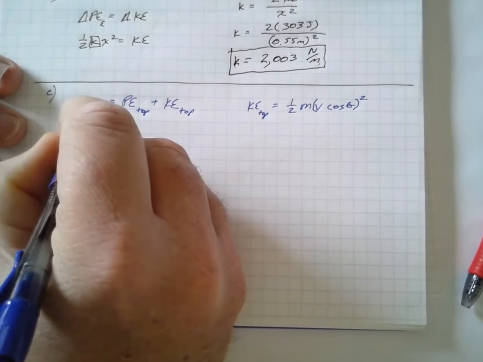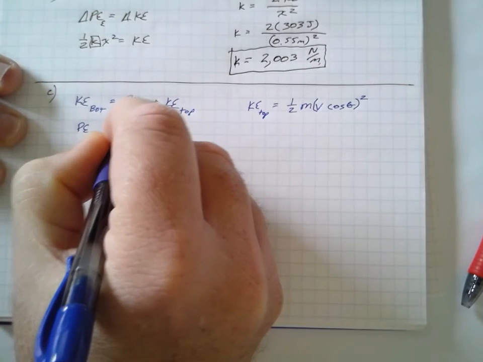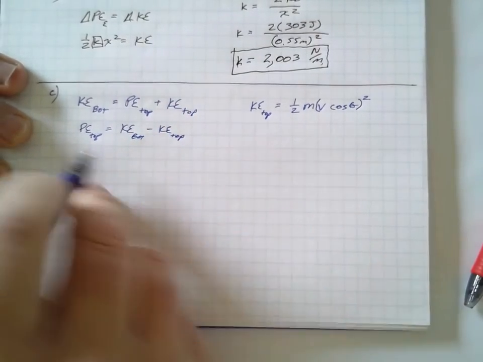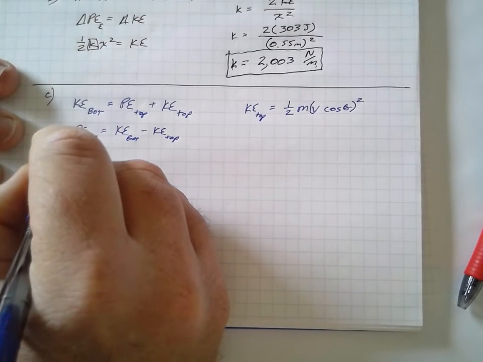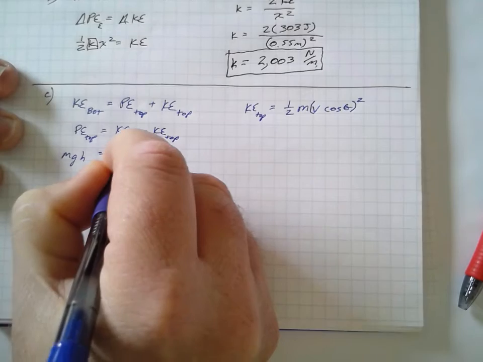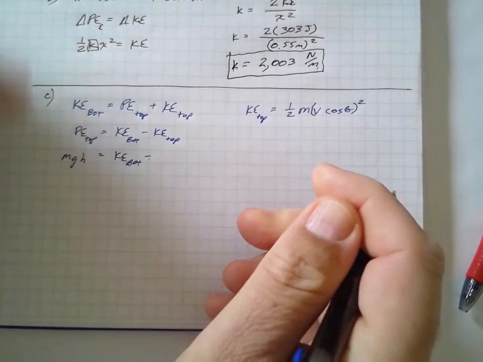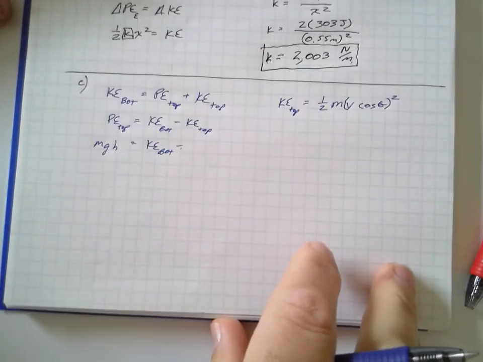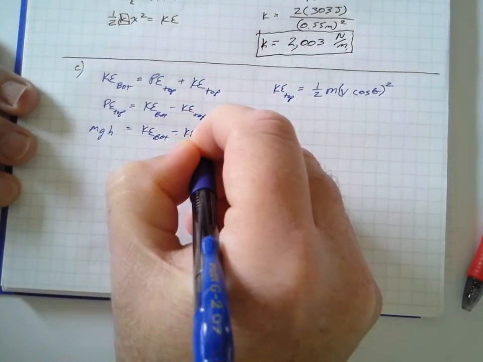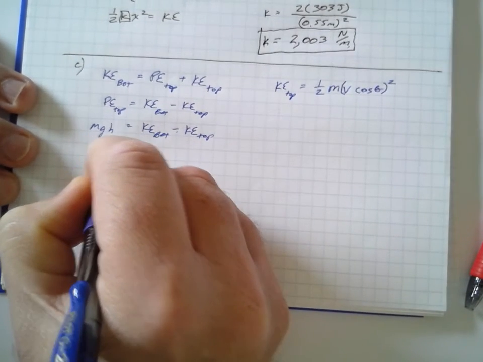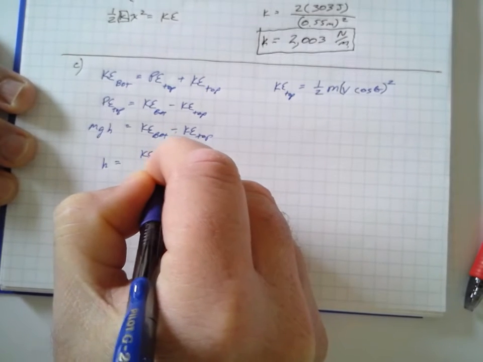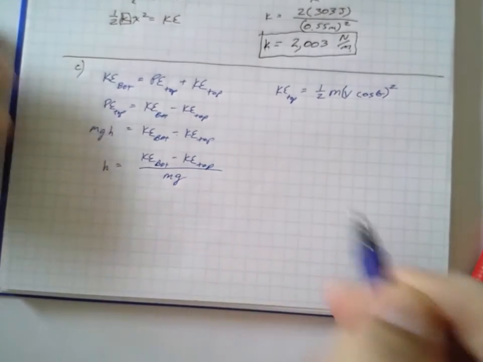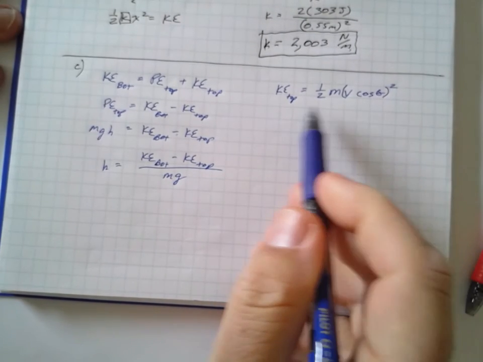So when I'm looking at my potential energy, my potential energy at the top is going to be equal to my kinetic energy at the bottom minus my kinetic energy at the top. I'll put that in there afterwards. But potential energy mgh equals kinetic energy at the bottom minus kinetic energy at the top. Now, kinetic energy at the bottom, I'm not worried about because I solved it up here at the top. So I solved it right here. What I'm looking for is h. h is going to be kinetic energy at the bottom minus kinetic energy at the top divided by mg. So that's how I'm going to solve this particular problem. But I've got to solve this first.